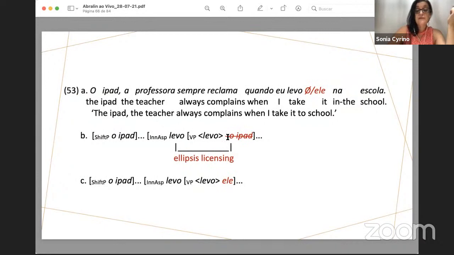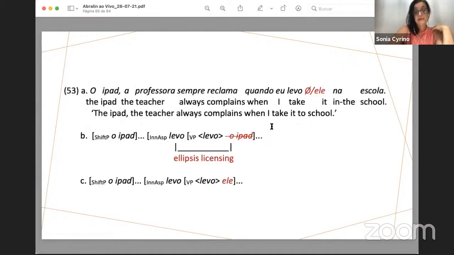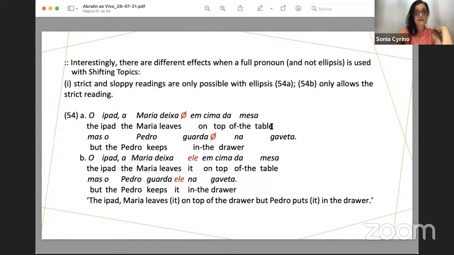If it's an inanimate, then the inanimate stays inside, and then we'll have an ellipsis, and then I can have, o iPad a professora sempre reclama quando eu levo, ou quando eu levo ele na escola, because then in this position I can either elide or have the pronoun. And it's different here, because if it's animate, I have to move it up, and so the verb cannot license it, and that's why I cannot have the null object in this sentence with the animate antecedent.